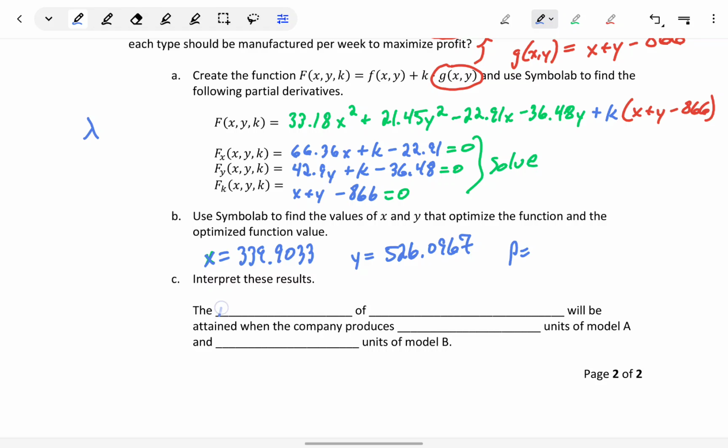So all of this work is to tell us that the maximum profit of $9,743,329.81 will be attained when the company produces 340 units of Model A and 526 units of Model B.